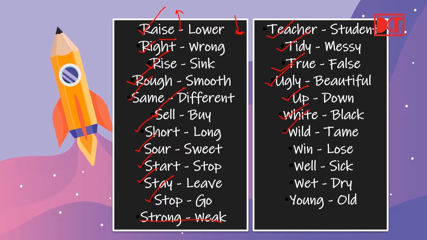Wild and tame. Wild and tame, if you don't know the meaning, to tame is like to control someone. Wild, when something or somebody is not in your control, they are running wild. Like wild animals are the ones that go out of control. Tame are the ones you have brought under control. They're going as per your instructions. Win and lose. Well and sick. How are you feeling? I'm feeling fine. I'm feeling well. But if you are unwell, you say I'm feeling sick. Wet and dry. Young and old. All right.